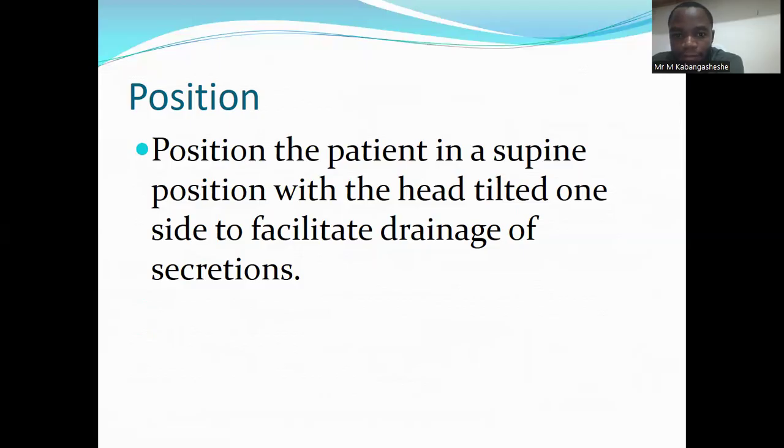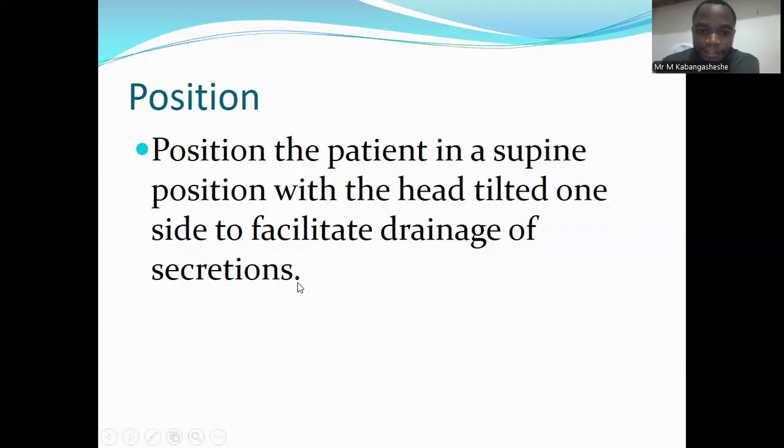So before they recover, a patient must be put in recovery position. So that is supine position with head tilted to one side for easy drainage of secretion. Now, this head we're saying tilted one side, but it must be extended. So neck extension is head facing up so that there is easy flow of air to reach the lungs.